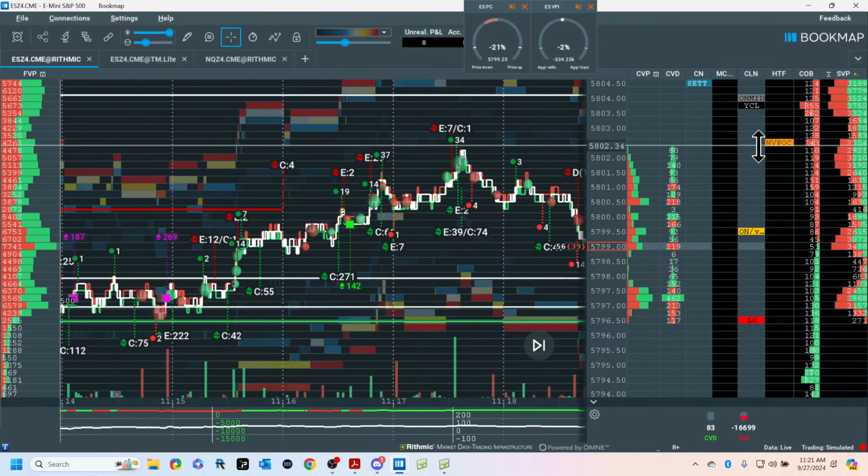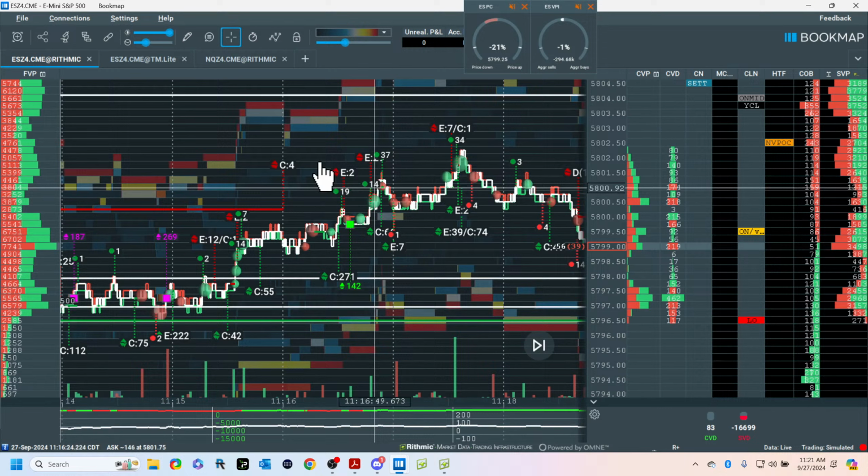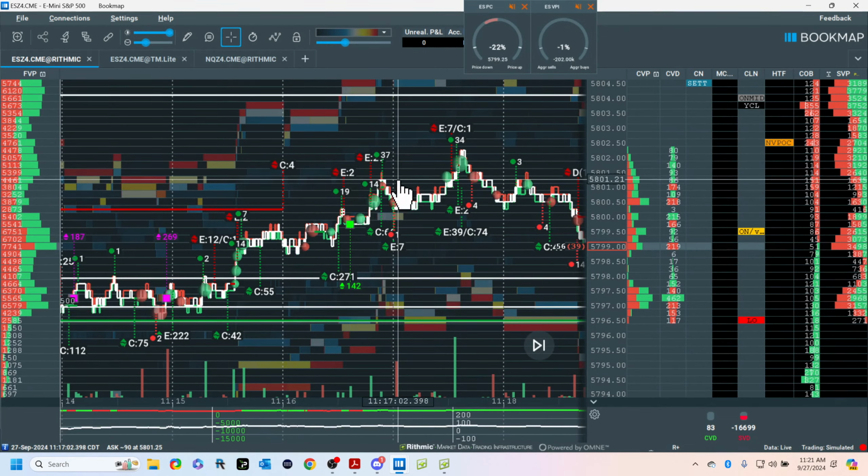Now, here's the other part about this. This is location specific. If I see this structure in the middle of nowhere, I'm just going to go, oh, that's nice. Let's look at it.